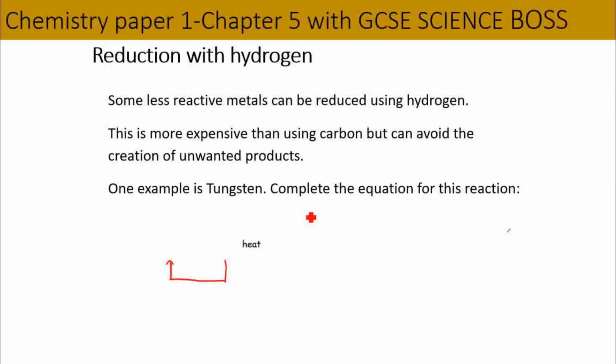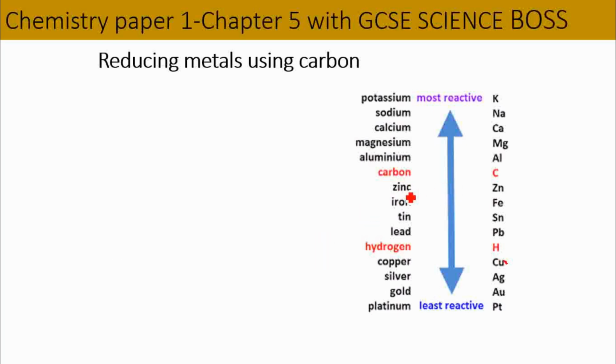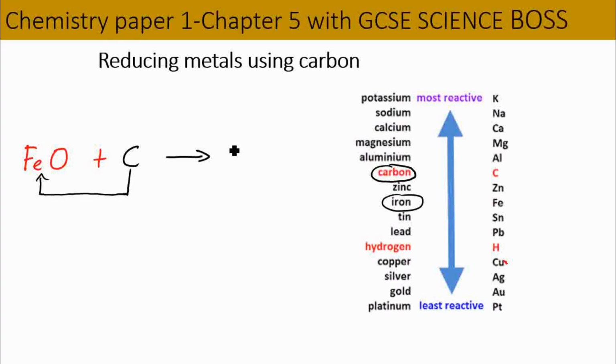All right, so one other thing that we needed to talk about here as well. So if we're looking at something like iron oxide, FeO, we could react that iron oxide with carbon. Okay, now a displacement reaction will take place. Why? If you look at this, carbon is more reactive than iron. Okay, so carbon is more reactive than iron. Therefore, what is going to be formed? We're going to form carbon dioxide.